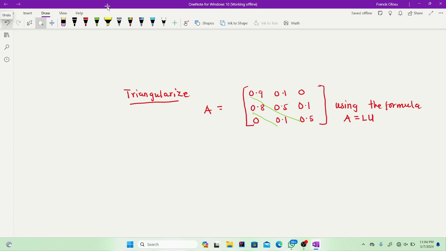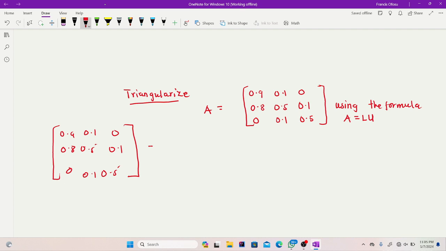So this process I'm going to take you through works for only this system. Okay, so let's see how we are going to triangularize this matrix using the LU form. So I simply write my matrix here, my matrix A. I have 0.9, 0.5, 0.5, right? And I have my second diagonal, 0.8, 0.8. Let me write over. So I have 0.8 here, and I also have 0.1 here, and I have here 0, 0.1, 0, 0.1.